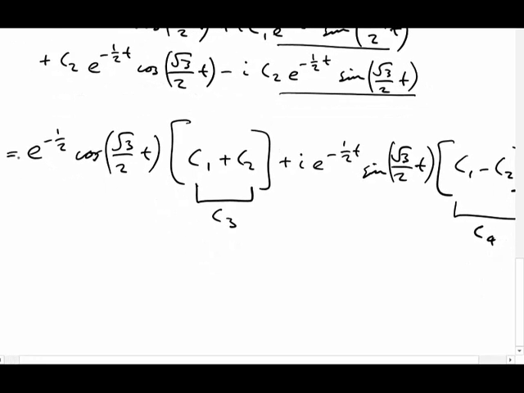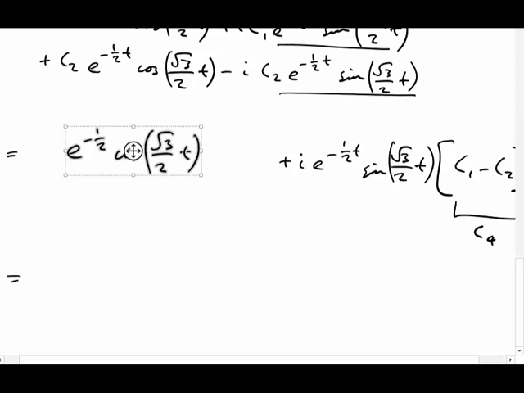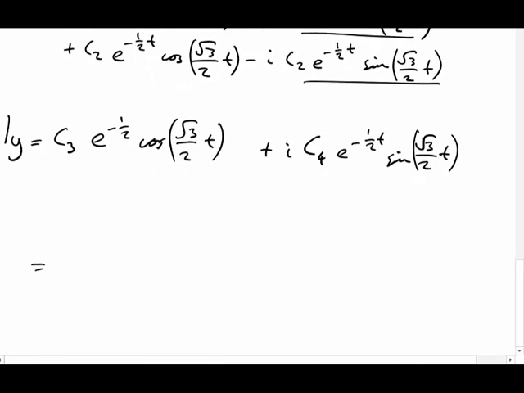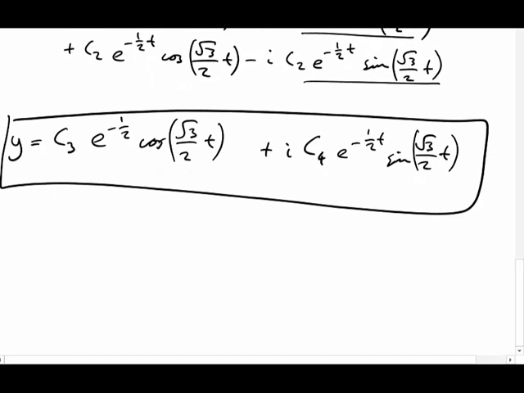So in other words, what am I left with? This is going to be that thing multiplied by c3. So maybe if we just move that across a little bit. That's now c3 plus i times that thing, which is just going to be c4. And that would be my final solution. So this is what y is now equal to. That's my final solution. And again, if I was given initial data, I could probably find out what c3 was and c4 was. But effectively, that is absolutely fine.